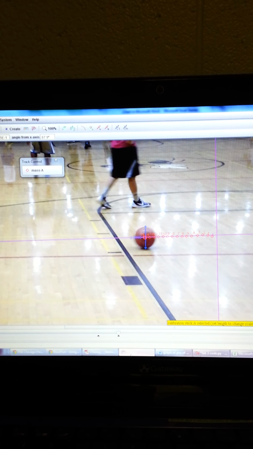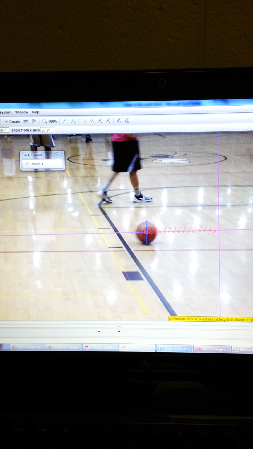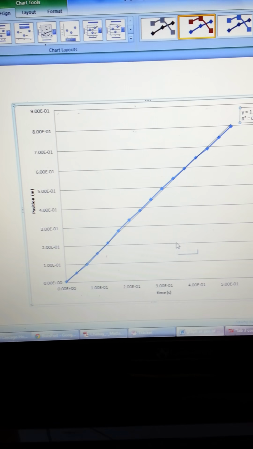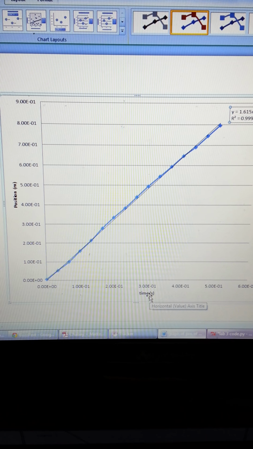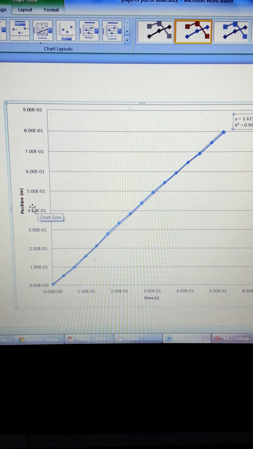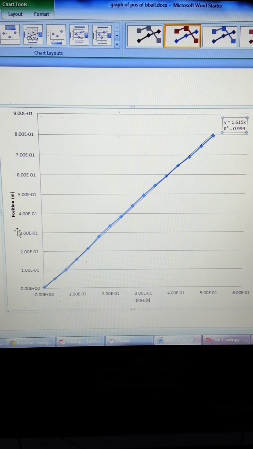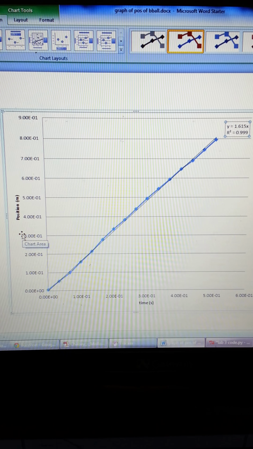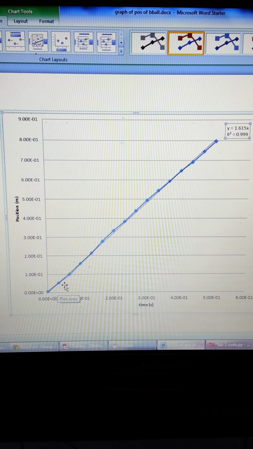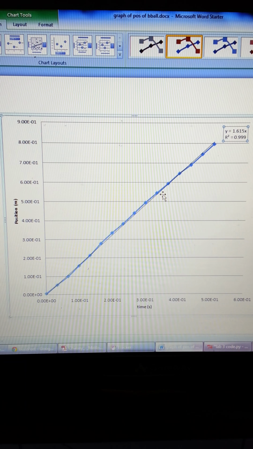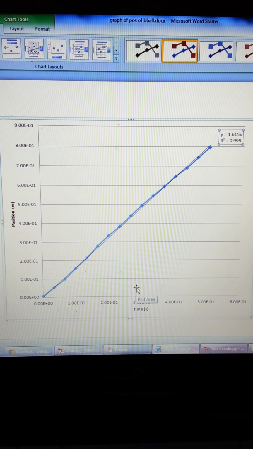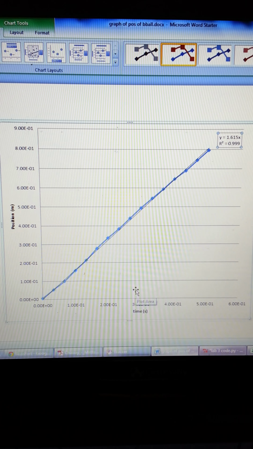From this data analysis, from the points, we get a graph, which we can see here. The x-axis is time, and the y-axis is the position along the x-axis. You can see that it is going in the positive x direction as time increases, and it is at a constant rate because the function is linear.